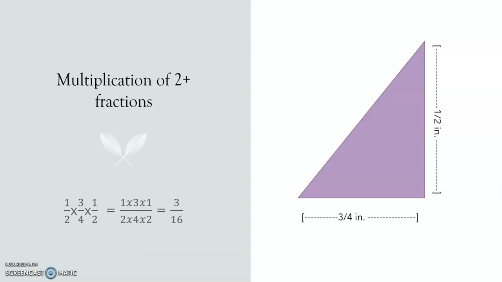And we can multiply that out, so our numerator times our numerator times our numerator is 1 times 3 times 1, which gives us 3. And then if we multiply all our denominators together, this gives us 2 times 4 times 2, which gives us 16. And since this is area, we also need to include our unit of measurement, which is inches squared. So our final answer is 3/16 inches squared.